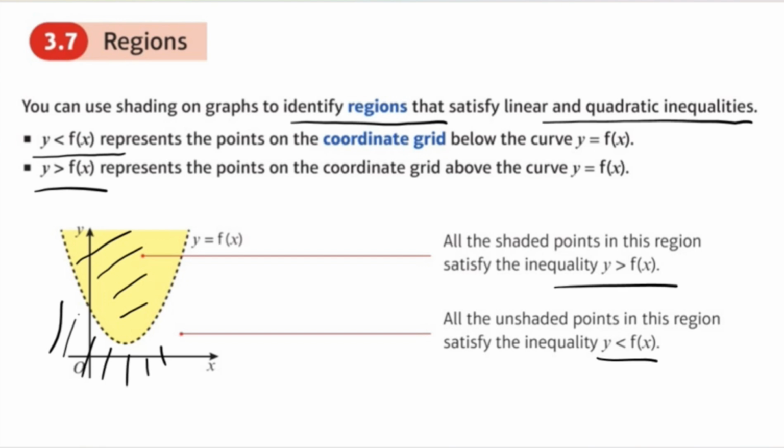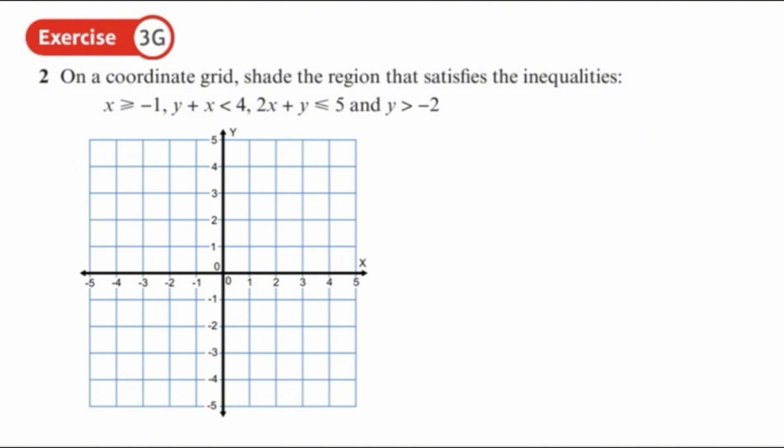We'll do some exercise questions that can help you more. Exercise 3G, question number 2. On the coordinate grid, shade the region that satisfies the inequalities. We have 4 inequalities here, so we can do each inequality one by one.